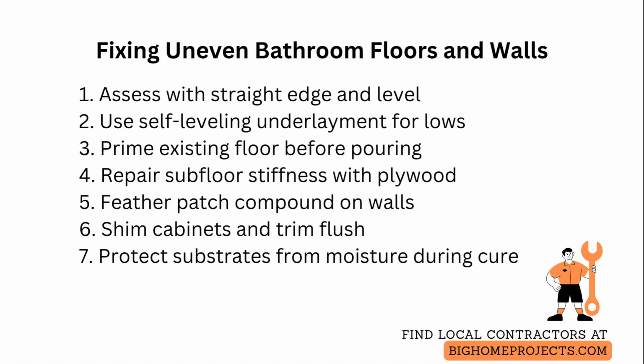For floor lows greater than 3 millimeters over a 2-foot span, use a cementitious self-leveling underlayment mixed to the manufacturer viscosity and pour from the lowest point, working quickly and using a gauge rake to help distribute. Always prime the existing floor with the recommended primer to ensure bonding and follow cure times before tiling.